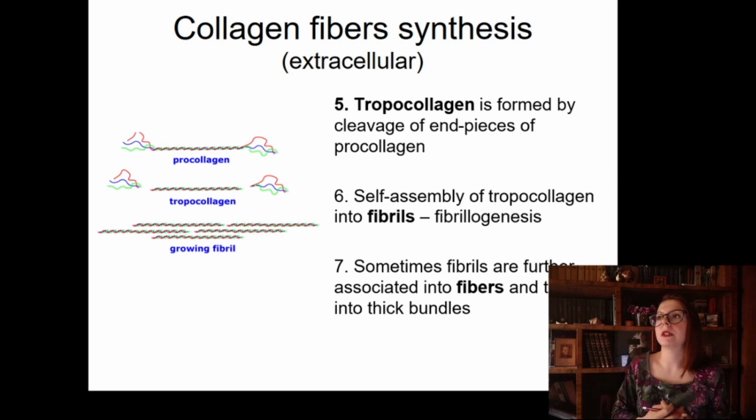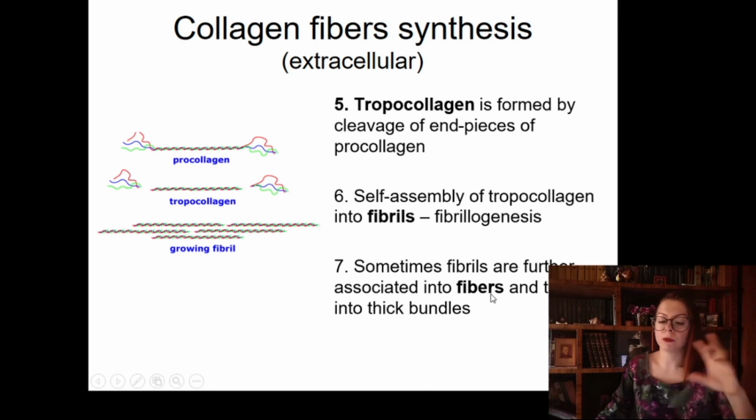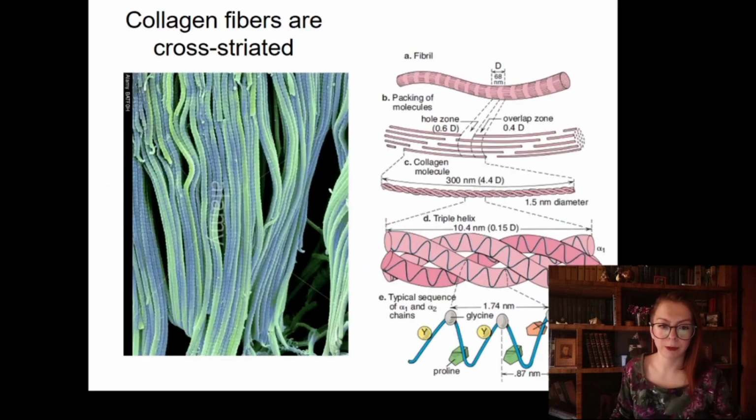Bundles of fibers are characteristic for collagen type 1, and exactly this type forms our bones, tendons, and intervertebral discs. So we can see those fibers even with an unaided eye because they are very thick. Usually fibers are the final stage of collagen synthesis, but sometimes fibers are further assembled into bundles of fibers.